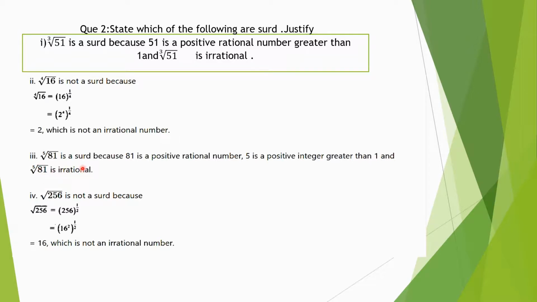That means we cannot find the fifth root of 81. Therefore, it is a surd. Fourth question, root of 256. Square root of 256 can be found out. That is, 16 raised to power 2 is 256. So 16 raised to power 2 raised to power 1 by 2 is equal to 16, which is not an irrational number. Therefore, square root of 256 is not a surd.